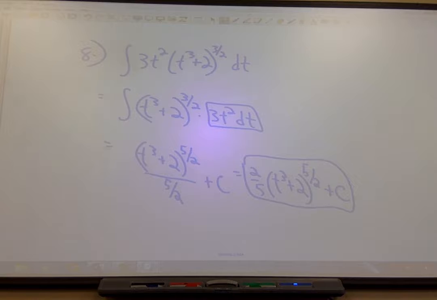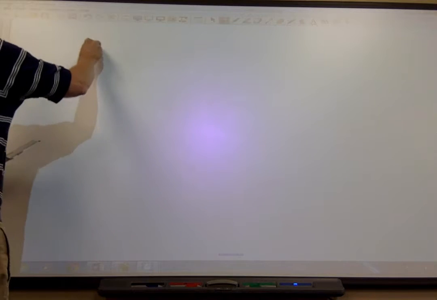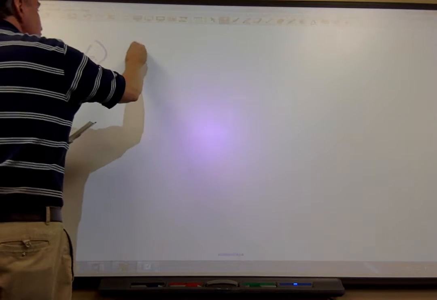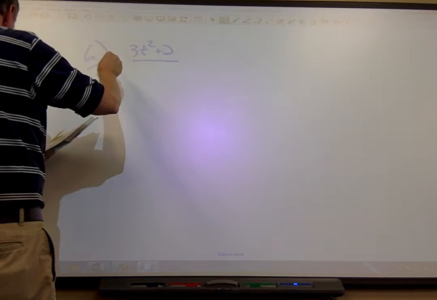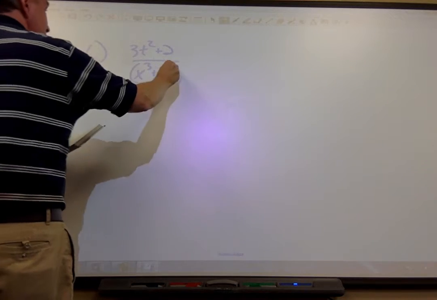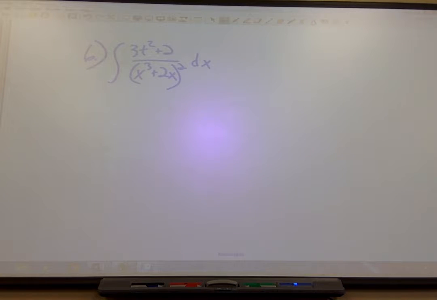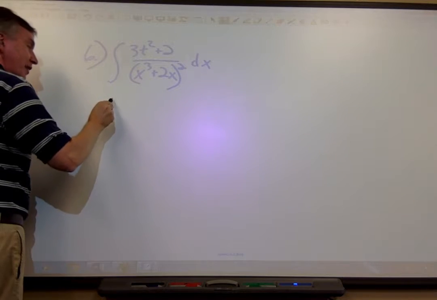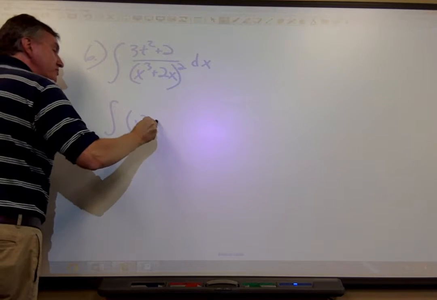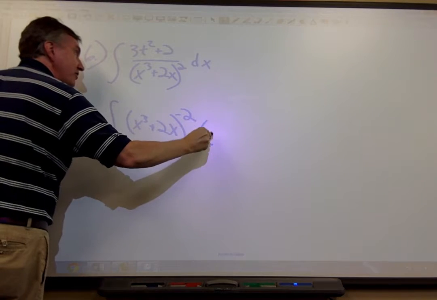The hardest one for you to recognize is going to be number 6. Maybe. How should I rewrite number 6 the way we've done these others? Yes. 3t squared plus 2 over x cubed plus 2x to the second dx. I would write that with a negative power. I would bring it up. So would you say that I'll put x cubed plus 2x to the what? Negative 2. And then what will I tack out here?